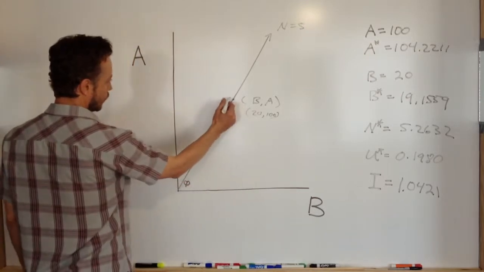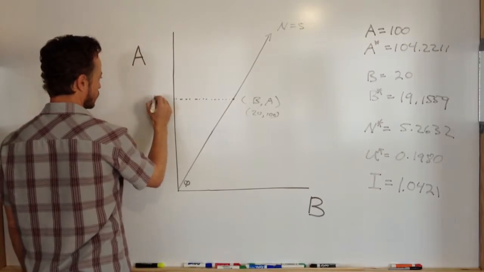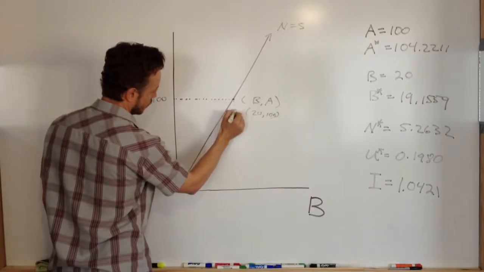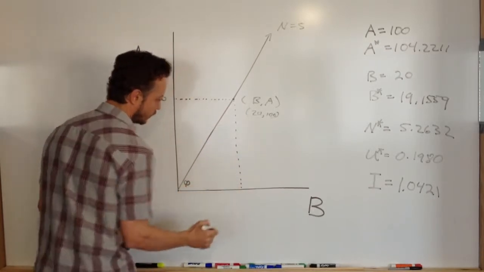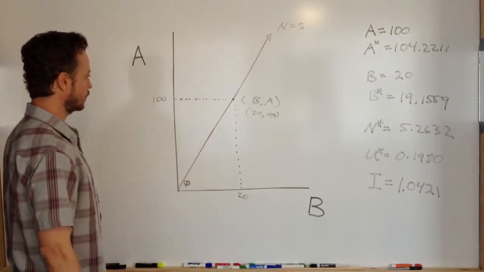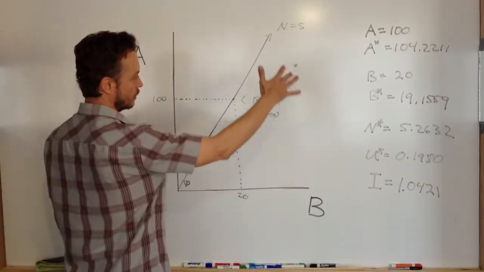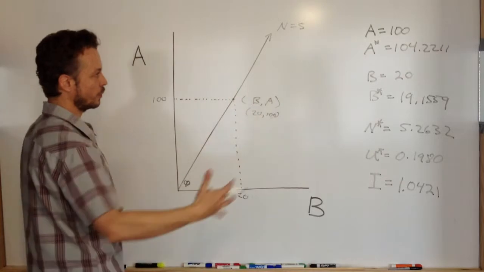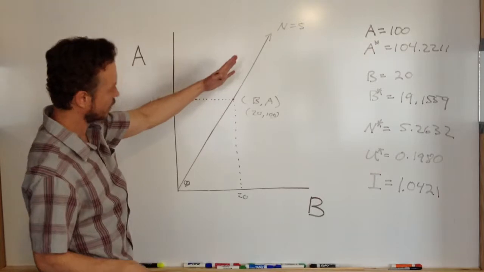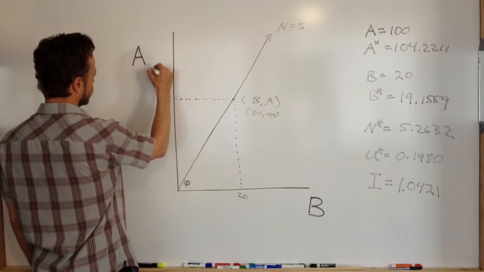So, if we come across here, on our A coordinate, at this point we have A at 100. And if we come down here to our B coordinate, we have B at 20. Now with the Existics equations, what we found and solved for was where A would be relative to B in terms of relative frames of reference, extending away from linear time, if you will. And we found that point to be 104.2211.